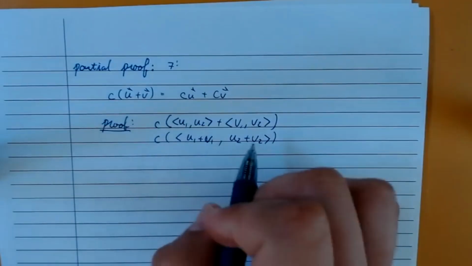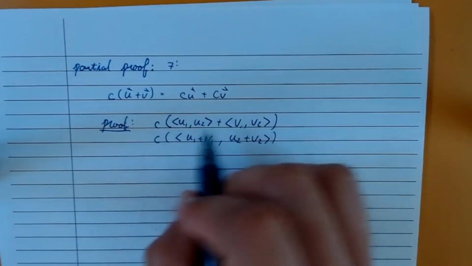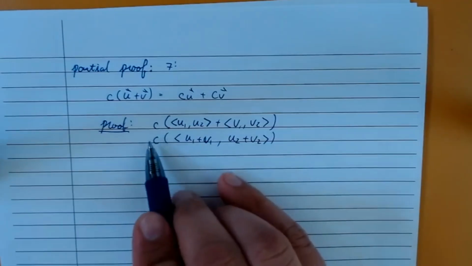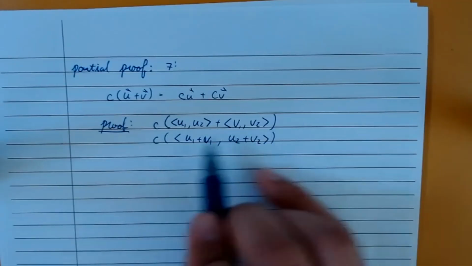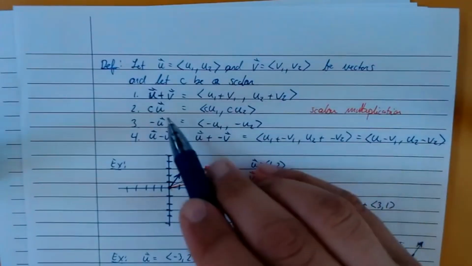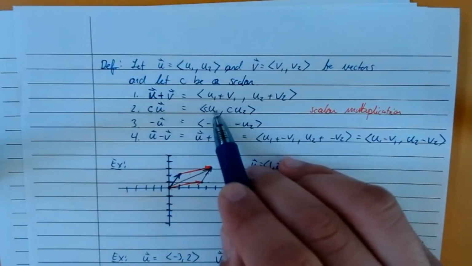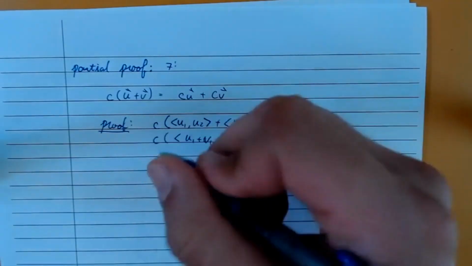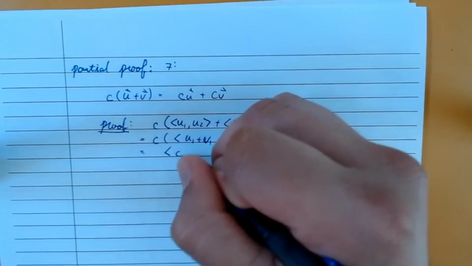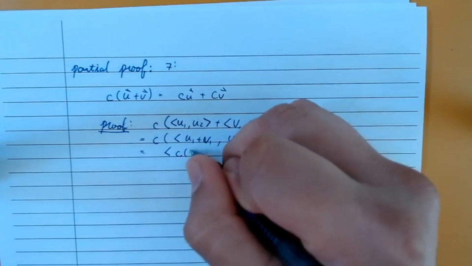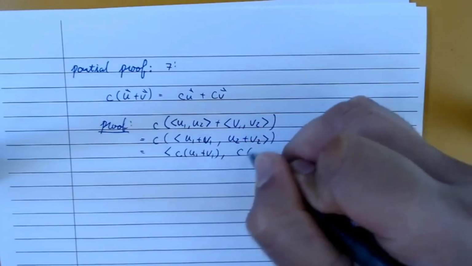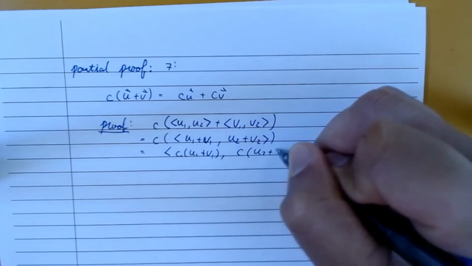But now this is a single vector. Right? When I add 2 vectors together, I get a new vector. Okay, well now this new vector is being scaled. And we have a definition for scalar multiplication. You simply distribute that c into each of the components. So that's going to equal c times that first component, u1 plus v1, and c times the second component, u2 plus v2.